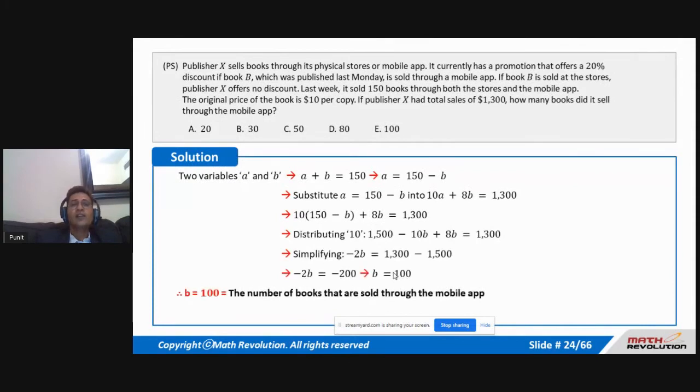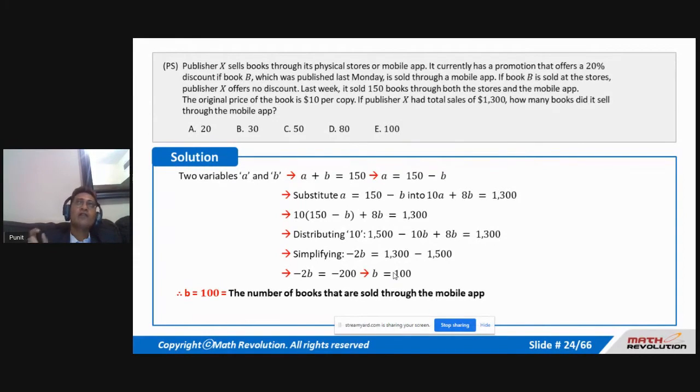Now what we are left with is simple substitution and rearranging. We have A plus B equals 150, so we can get a value of A. If we substitute that value of A into the final equation, 10A plus 8B equals 1,300, we'll get the value of B. Once we get the value of B, that is what we have been looking for: how many books did it sell through the mobile app?